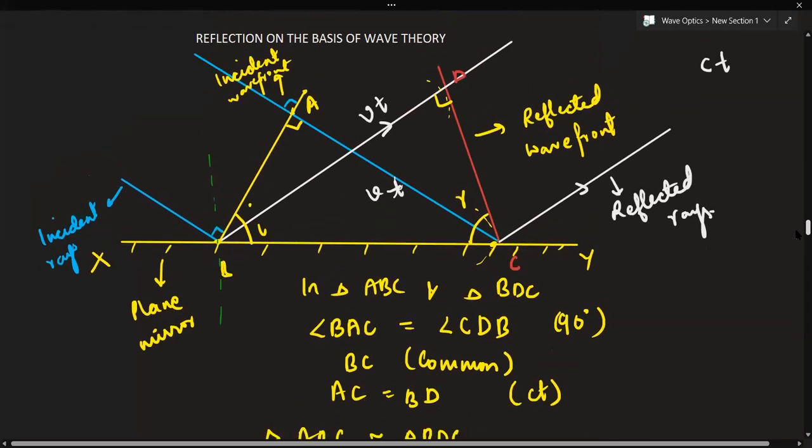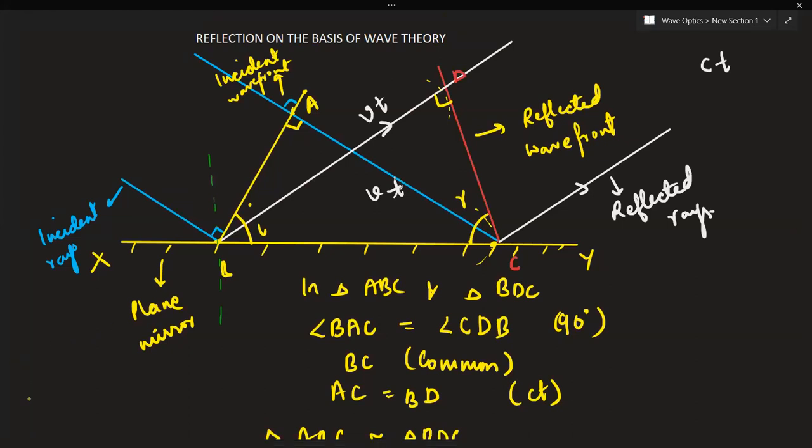Yes, ma'am. So just write this as well, then we'll do it for refraction.